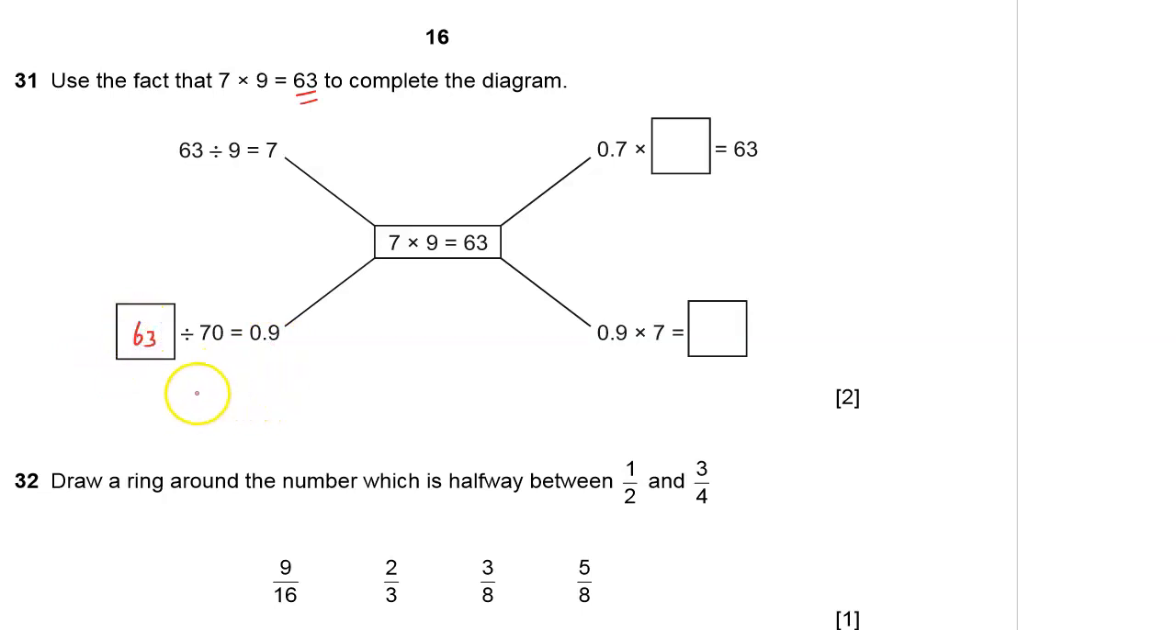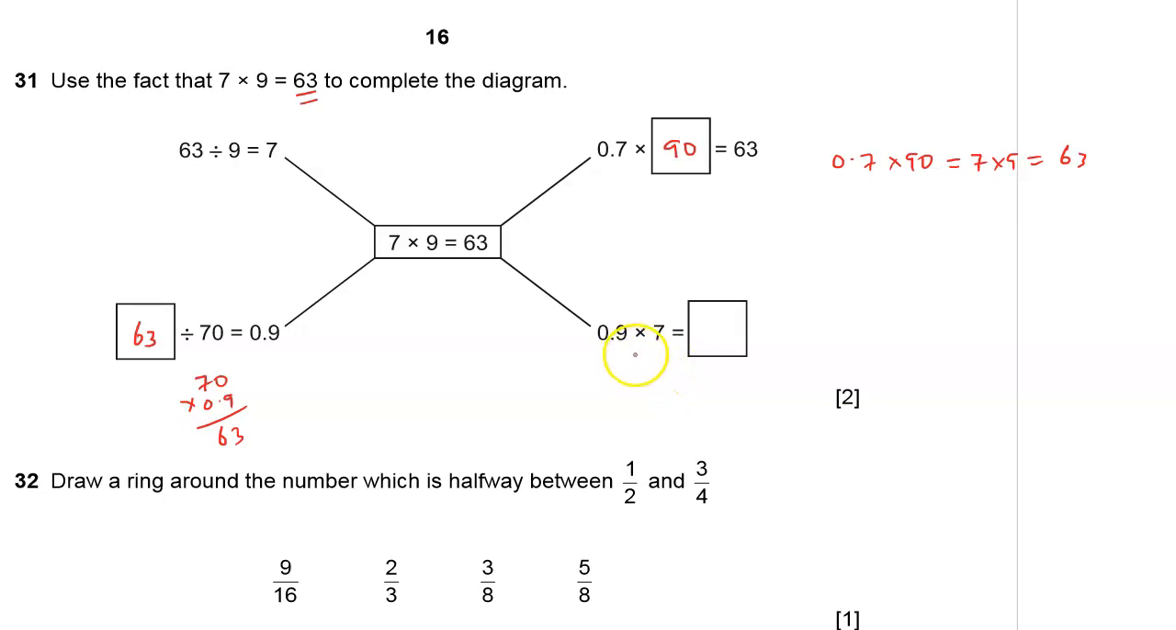Of course, you can also confirm this by writing 70 multiplied by 0.9. This will be the same as 63 right there. What about here? 0.7 times a number here will give us 63. I suppose that number is going to be 90. How do I know that? 0.7 times 90 is the same as 7 times 9, which equals 63.